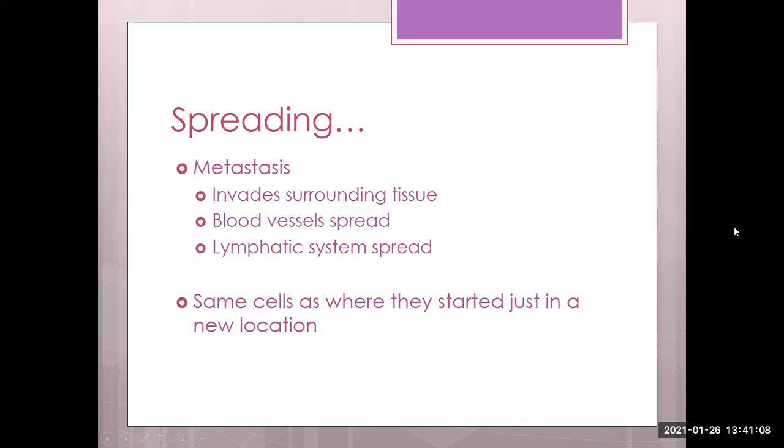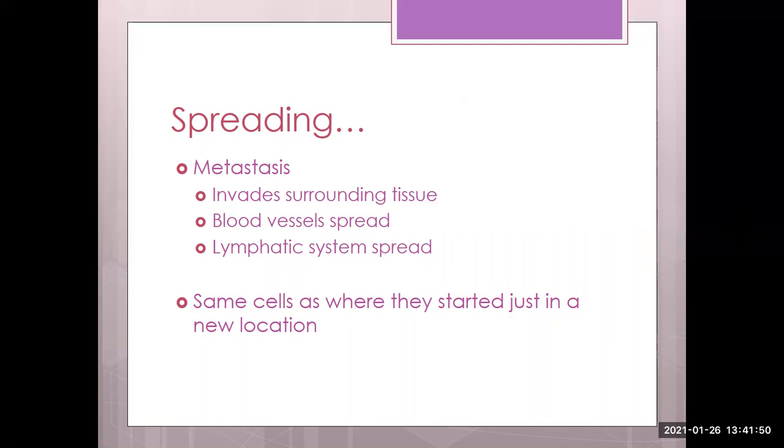So malignant cells or malignant tumors, cancer, can spread throughout the body. There are three primary modes for it to spread, known as metastases. It can invade the surrounding tissue. Based on where the tumor starts, it can spread just by direct contact into whatever is surrounding it. It can spread through the blood vessels. The blood vessels get pores in them, which allow the cancer cells to get into the bloodstream and then spread via the blood vessels.